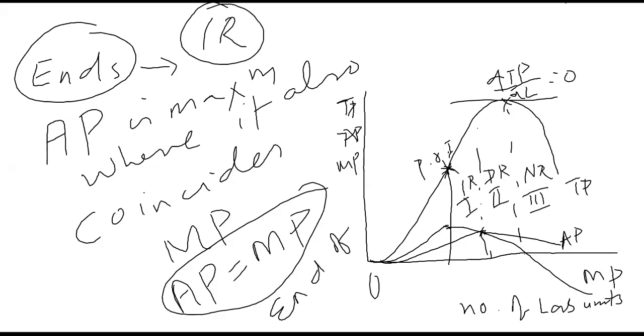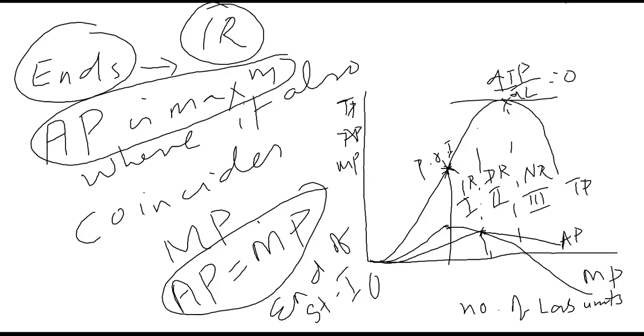So in a numerical, when you solve it, what are you going to check? For the end of stage 1, either you will take average product is maximum, or you will take average product equal to marginal product, because where the average product is maximum, it will coincide with the marginal product. Done? Yes, ma'am.